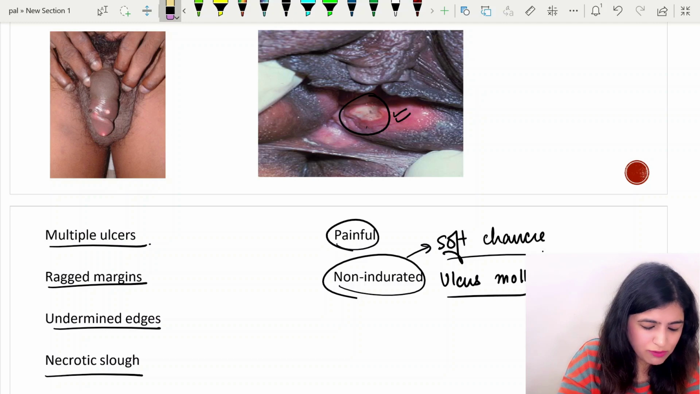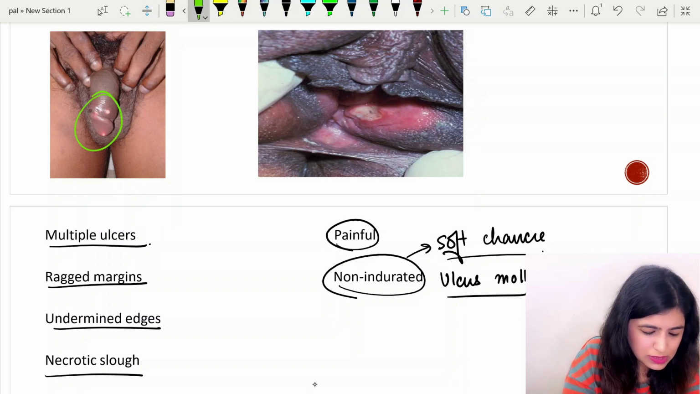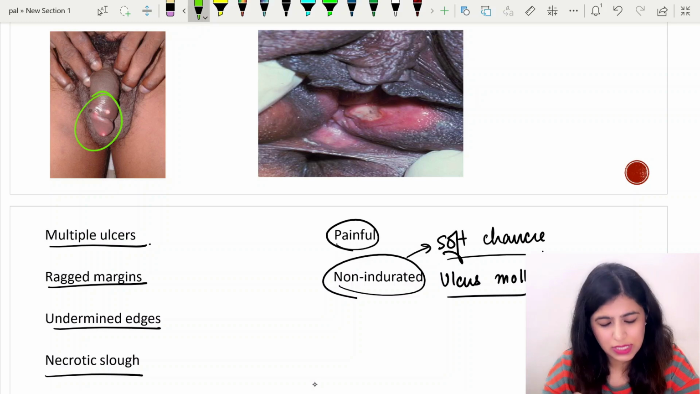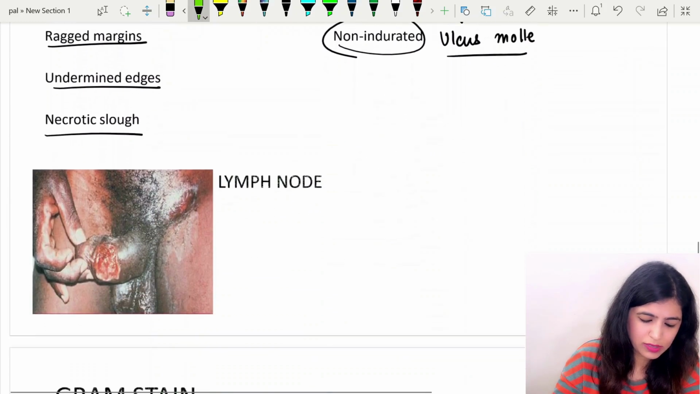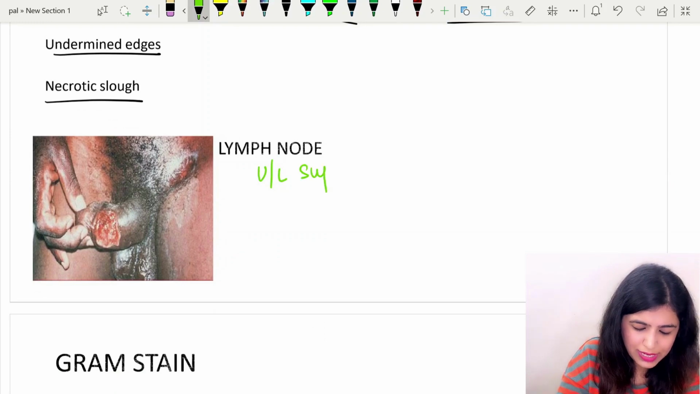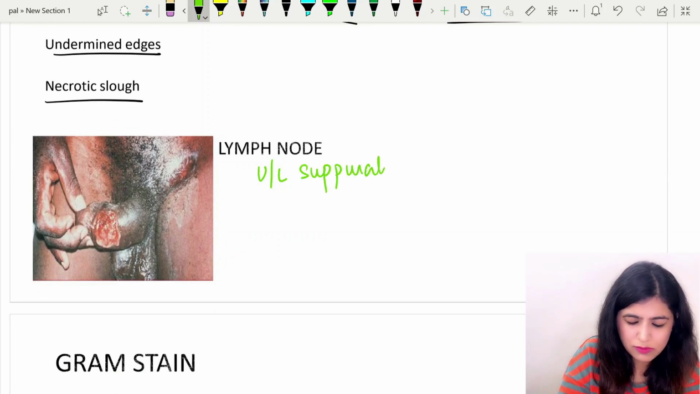If you have to identify the picture, look at it again. See the multiple ulcers, the yellow necrotic slough. That is sufficient to make a diagnosis. Multiple ulcers with yellow necrotic slough, it has to be chancroid. Then the lymphadenopathy is bilateral to unilateral, suppurative means full of pus.